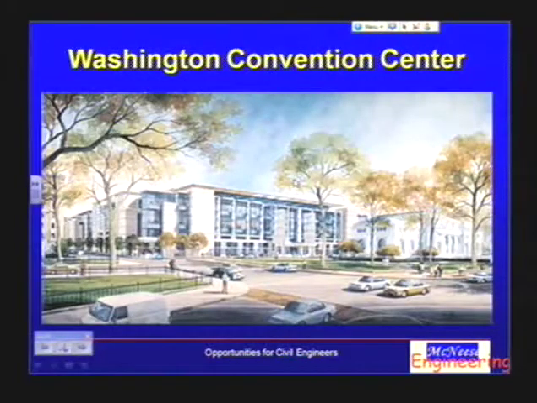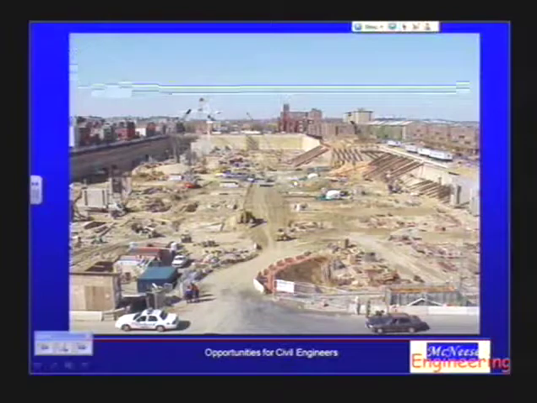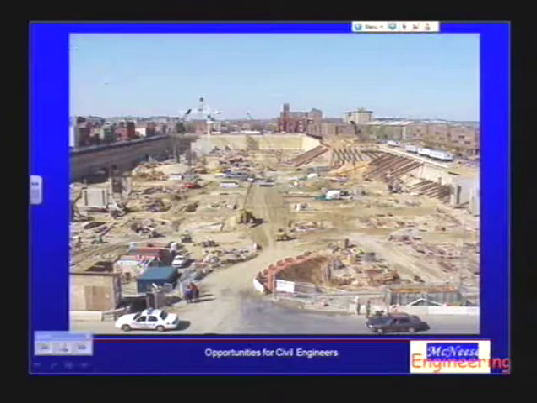Okay? Here's an artist rendering of the Washington Convention Center. This thing has since been built, so if you go back there, you can find it. But during the construction, this is what it looked like. A geotechnical engineer would have been involved in figuring out, okay, what kind of supports do we need back here against this wall to keep that soil from falling in? All right? How much soil do we need to move? What kind of foundation do we need down here to build that building on top of it so it won't sink and crack?